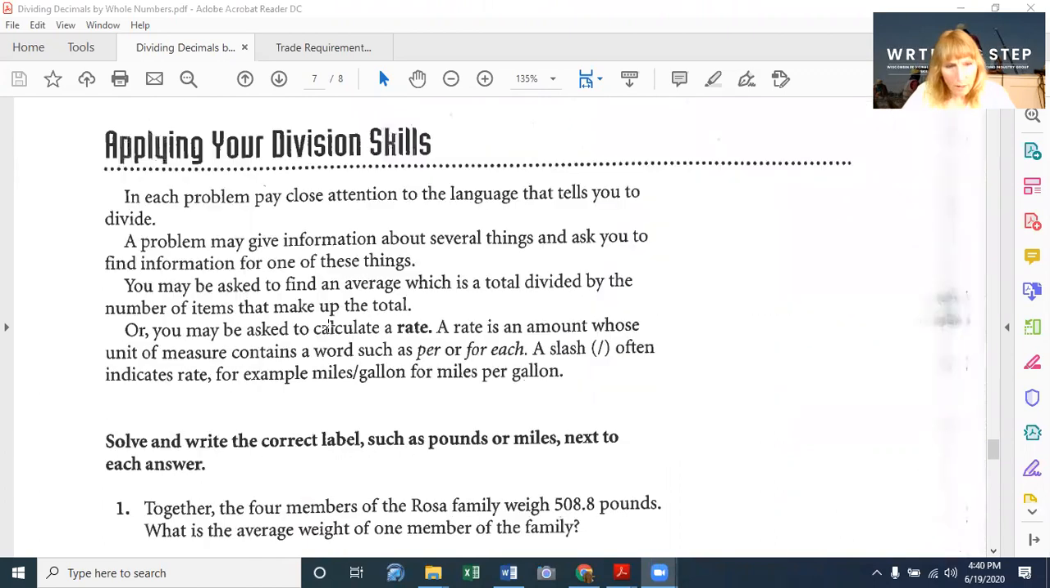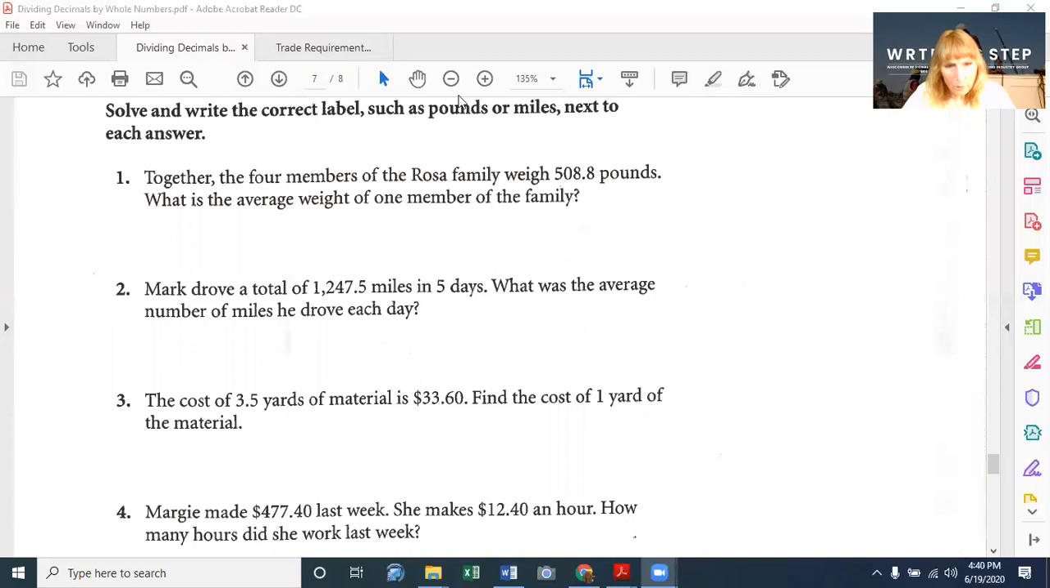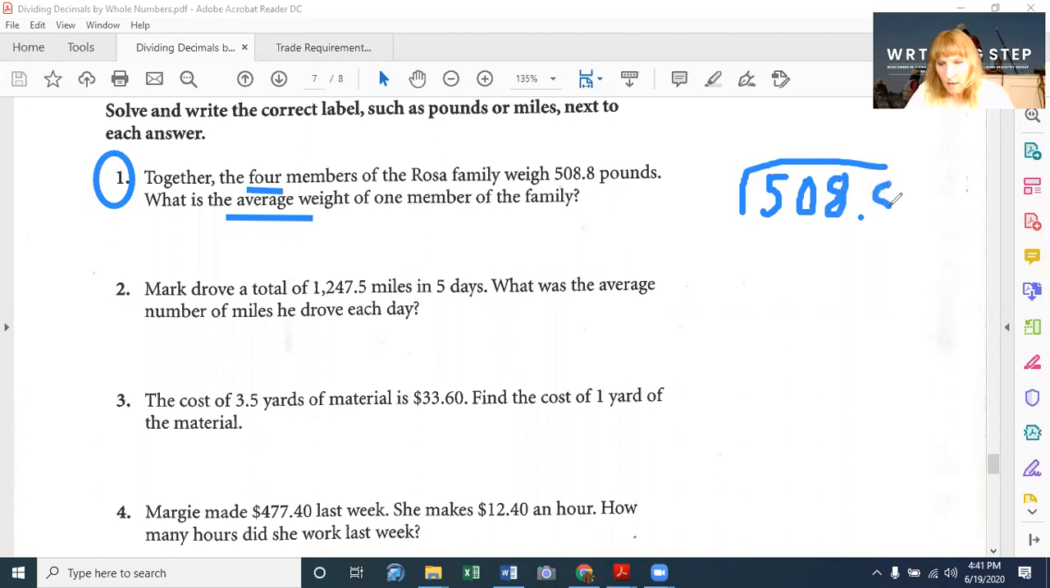And our last part here is applying your division skills. So together, the 4 members of the Rosa family, number 1, weigh 508.8 pounds. What is the average weight? So average is going to be a hint that you'll be dividing, of one member of the family. So how many together? The 4 members of the Rosa family, so there's 4 of them. So we are going to end up dividing 508.8 by 4 members of the family.